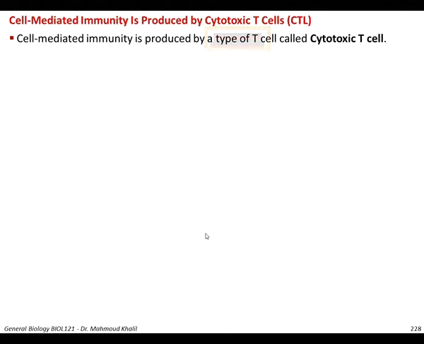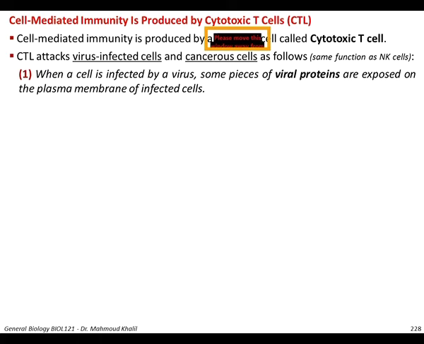So here, what about the cell-mediated immunity, which is produced by a specific T cell called the cytotoxic T lymphocyte? In this arm of the adaptive immune response, the CTL actually does the same job as NK cells, if you remember from the innate immunity. So they attack virus-infected cells and cancer cells with the same mechanism.